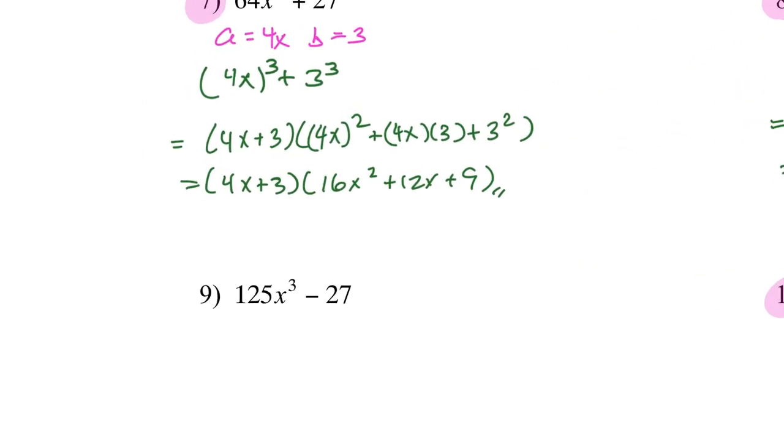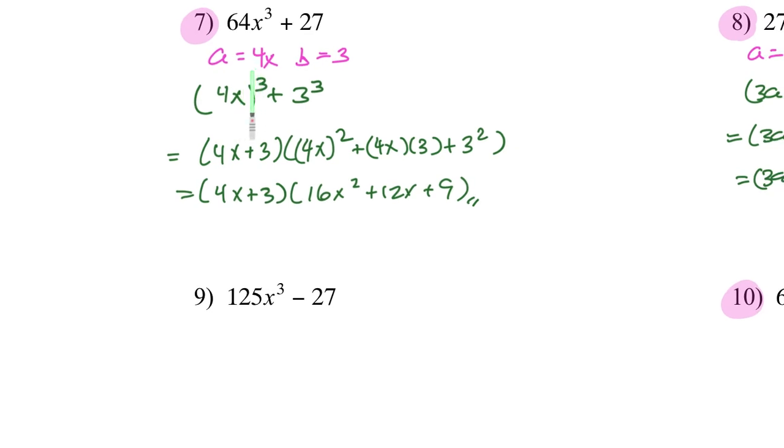Okay, so number 7, again, a is going to be 4x, b is going to be 3. So I can rewrite it as 4x cubed plus 3 cubed. So it's the first one plus the second one, so 4x plus 3 times the first one squared plus the first one times the second one plus the second one squared. So I should have 4x plus 3 times 16x squared plus 12x plus 9.